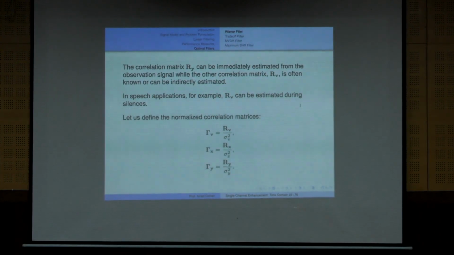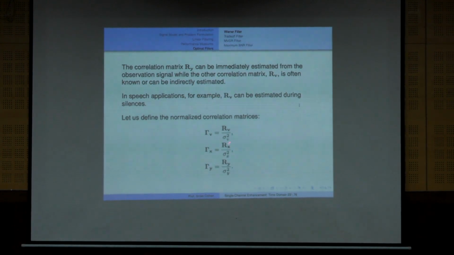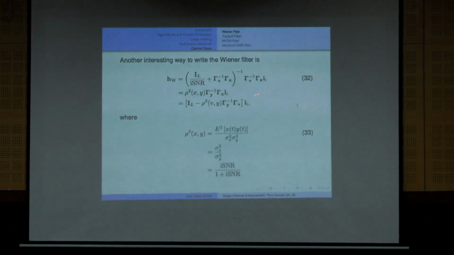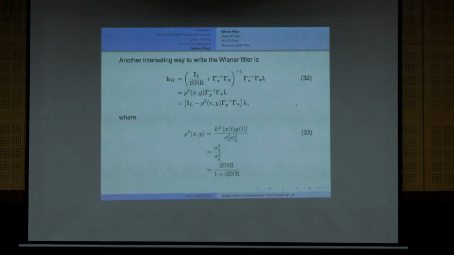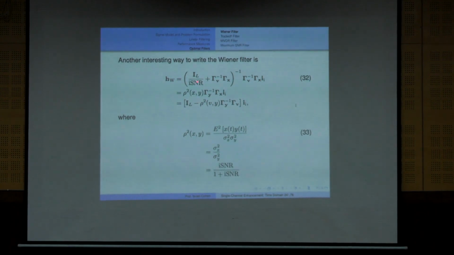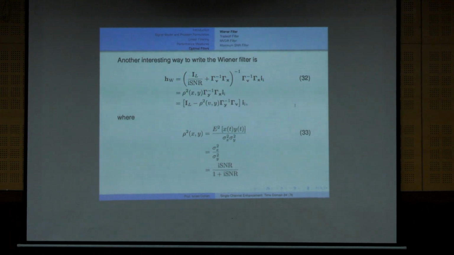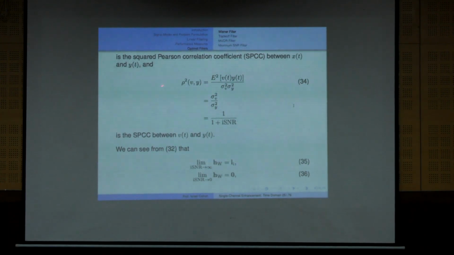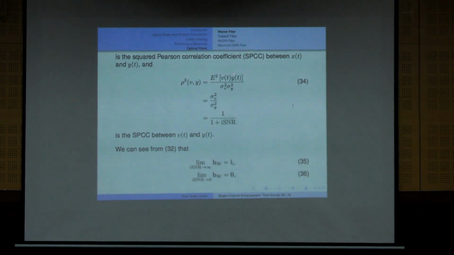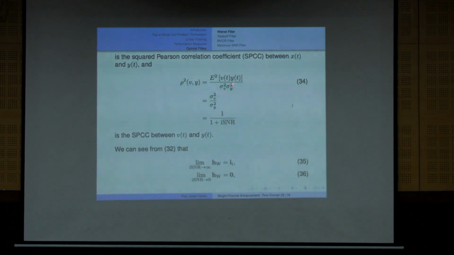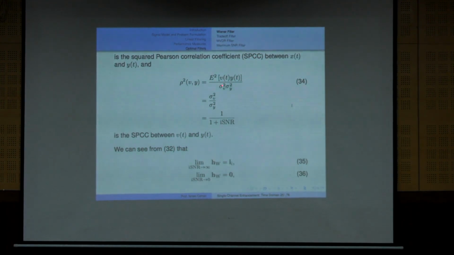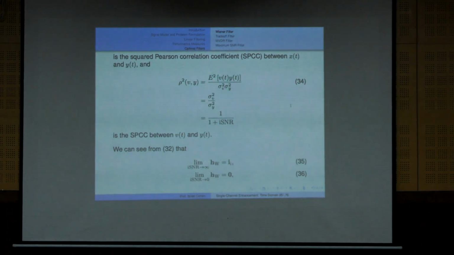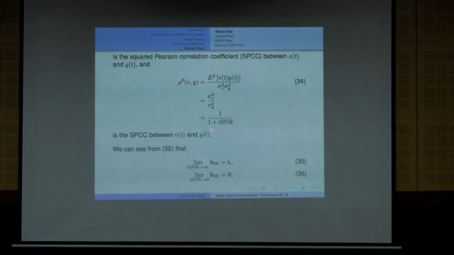Okay? We can also normalize Rv, Rx. So these are the normalized correlation matrices, and we can use them to obtain different expressions for the Wiener filter. We can also write it using the Pearson correlation coefficient, or the squared Pearson correlation coefficient, which is actually a normalized correlation between two signals. So if we have two signals, Y and V, this is the correlation divided by the square root of the variance of each one of them. So it's normalized. In our case, it will be like this.